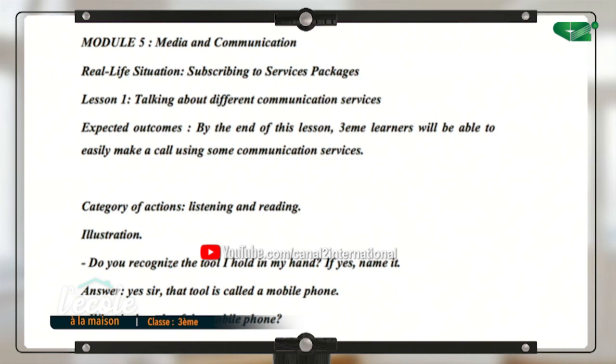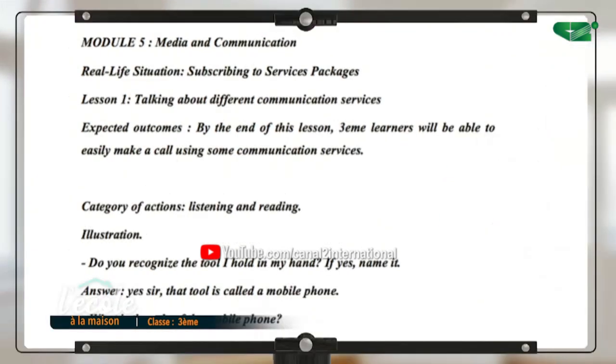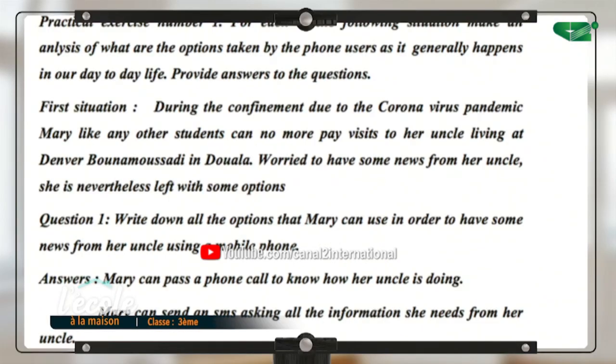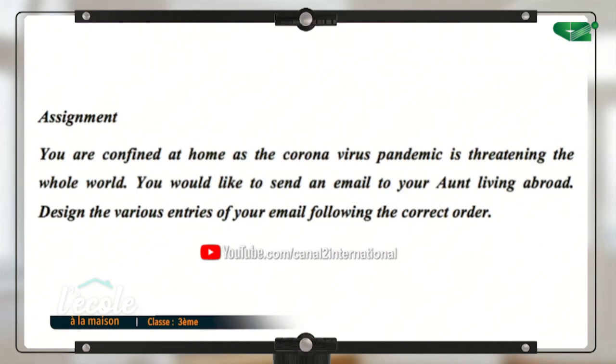through the real life situation, the lesson, the expected outcomes, the category of actions, the illustration, and after the illustration, we have a frequency of 6 steps questions provided with answers. After that, we will go right down to an application, an exercise of application. After the exercise, we will have an assignment. It will constitute the work that our learners will do at home.